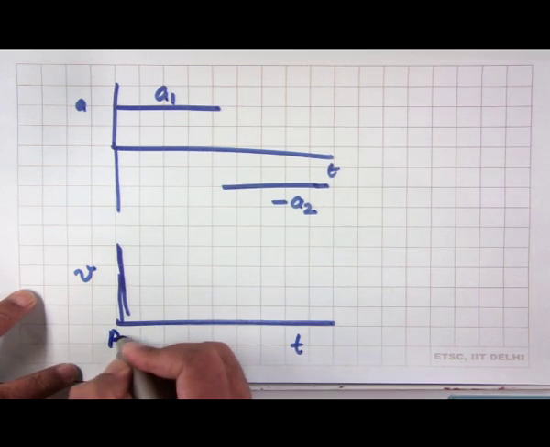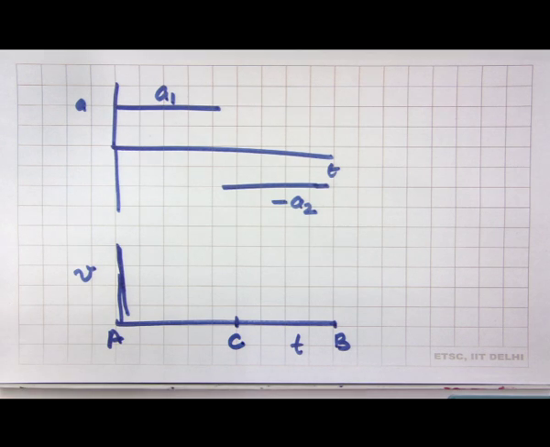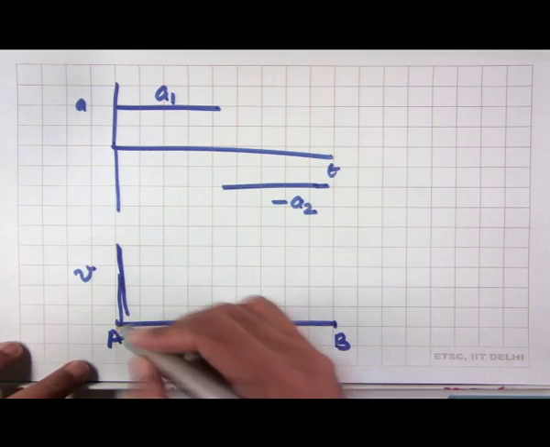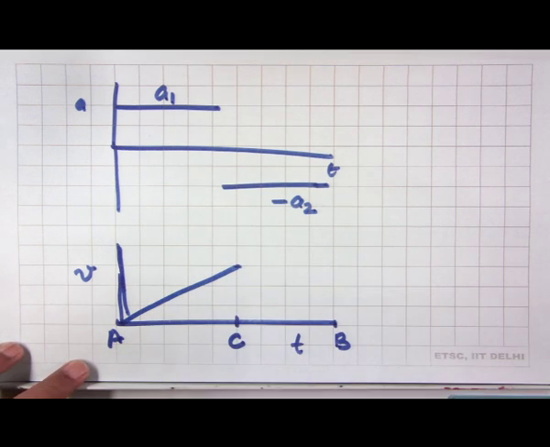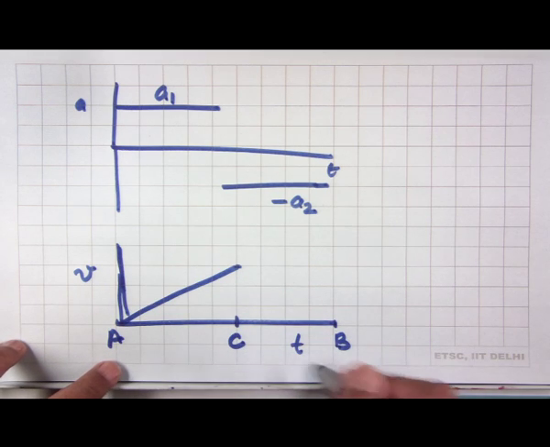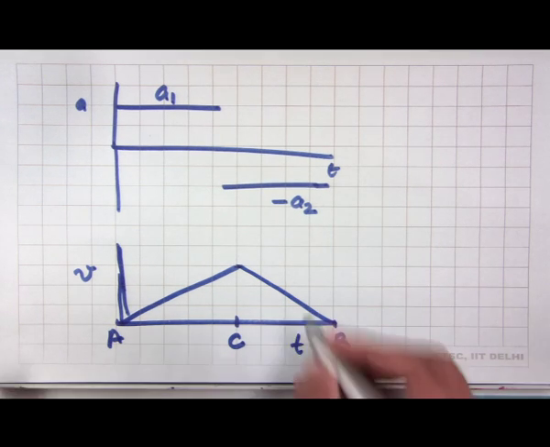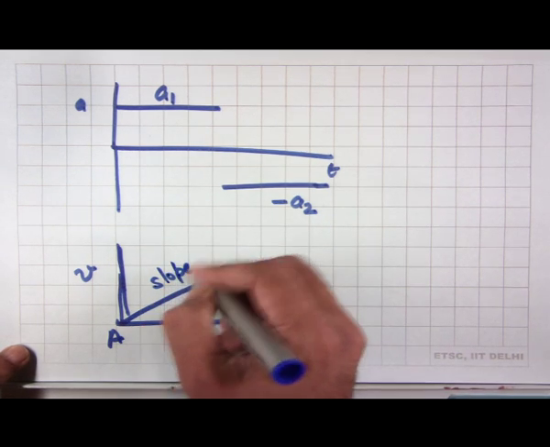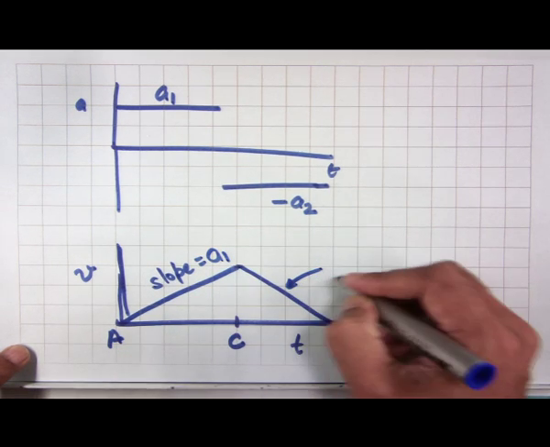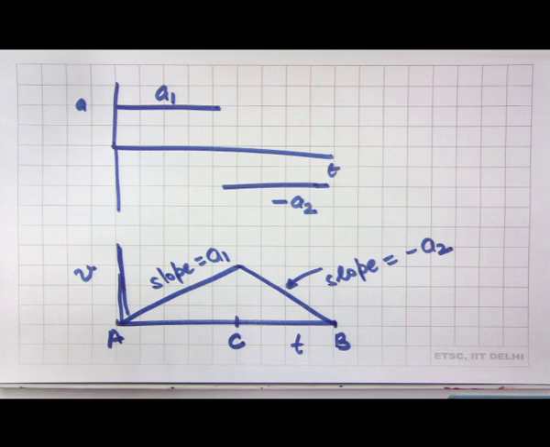So, in this problem, when we plot the velocity and time curve, the train starts at station A, it stops at B. Let C be the point where it changes its acceleration. So, it starts with zero velocity, and because the acceleration is constant from A to C, the velocity and time curve will look like a straight line with a positive slope. And when it moves from C to B, this will be another straight line with a negative slope. So here in this curve the slope will be A1, and in the second part of the curve the slope is equal to minus A2.